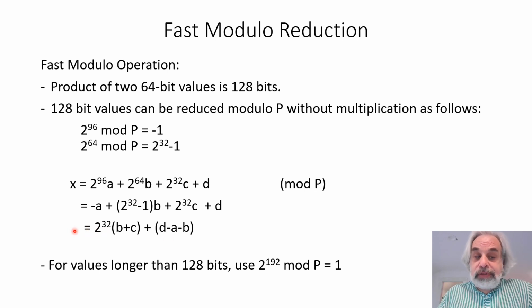So as you can see, the only thing we've done here is additions and subtractions of 32-bit numbers. We haven't done any multiplications. We can also reduce things that are much bigger than 128 bits. When you do that, you'd use the following relation, the fact that 2 to the 192 mod p is 1. So what that means is that you can combine chunks that are 192 bits long. You can just add them up, and you'll get a 192-bit number, and you use the above equations to reduce that mod p, and you'll get a 64-bit number out.